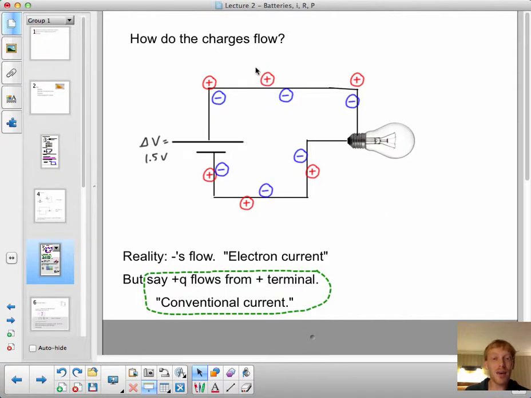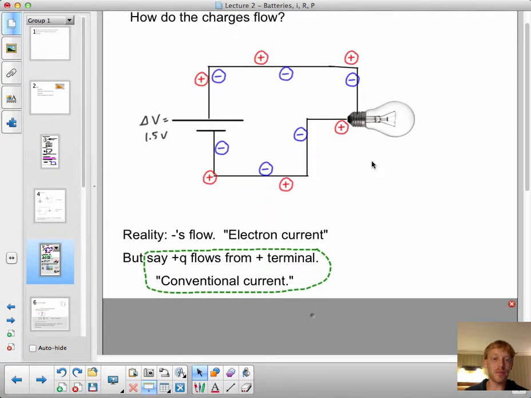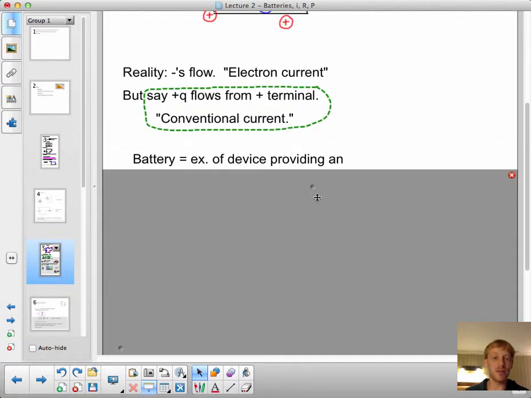But if I say, what direction does current flow in this circuit on a test, there is only one answer, and it is clockwise. It is this way. The current flows this way around the circuit. That is the direction of conventional current.